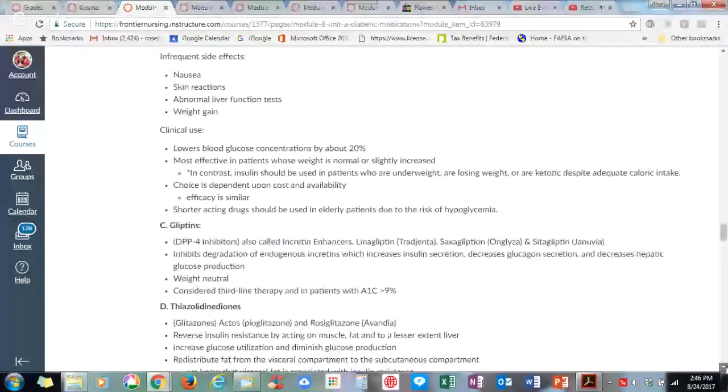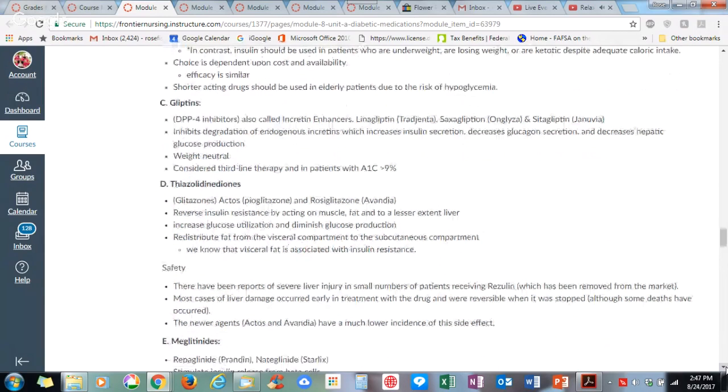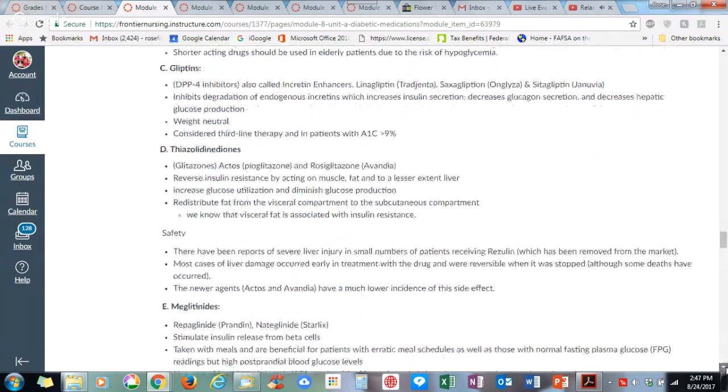Clinical use: lowers blood glucose concentrations by 20%, most effective in patients whose weight is normal or slightly increased. In contrast, insulin should be used in patients who are underweight or losing weight or are ketotic, despite adequate calorie intake. Choice is dependent upon cost and availability. Efficacy is similar. Shorter-acting drugs should be used in elderly patients due to risk of hypoglycemia.